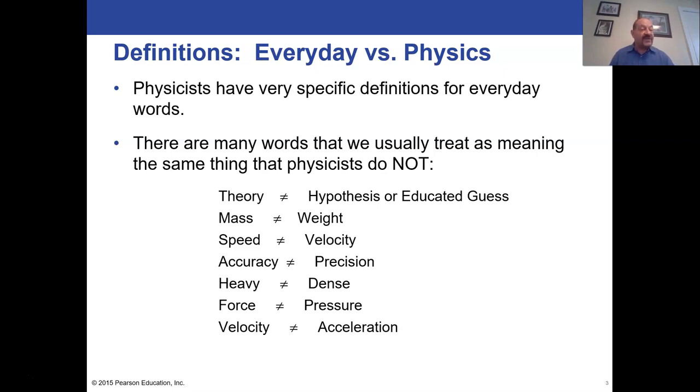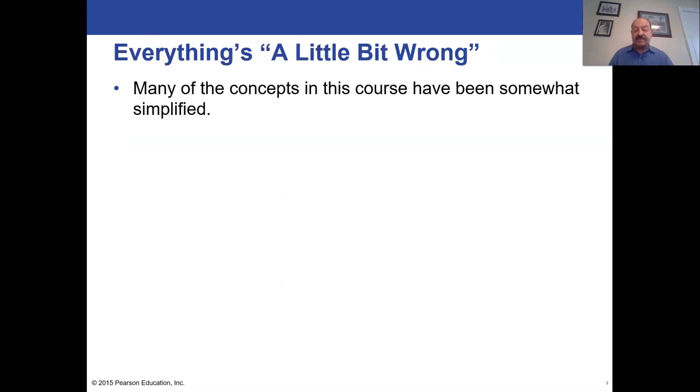Mass and weight are not the same thing. Weight has to do with the effect of gravity on mass, and mass is mass whether there's gravity or not. Speed and velocity. Speed is just how fast you're going. Velocity is how fast you're going and in which direction. So you can see a lot of these words have more specific definitions to scientists.